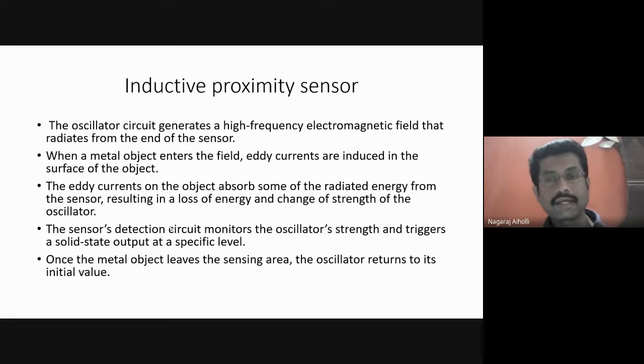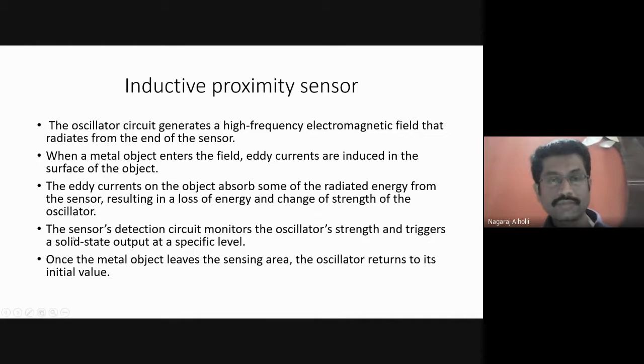Eddy currents are the currents which are induced whenever any object cuts the flux lines. When the object cuts the electromagnetic wave energy, then some currents are induced in the conductor, in the object. So such currents are called the eddy currents. When the metal object strikes the electromagnetic energy, small current loops are formed, or small current is induced in the object or the target material, and such currents are called the eddy currents.